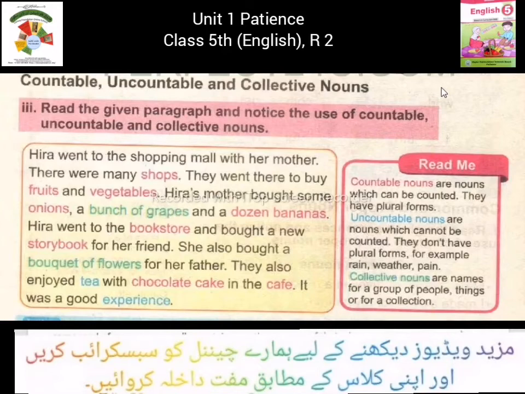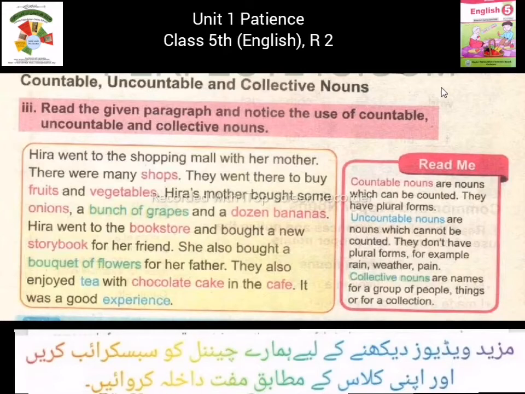Hera went to the shopping mall with her mother. There were many shops. So shops are common and they can be countable. So this is the countable noun. They went there to buy fruits and vegetables. Fruits and vegetables are also countable. Hera's mother bought some onions, a bunch of grapes, and a dozen bananas. So onions and a dozen bananas, we can count these things. So these are countable nouns, and bunch of grapes means a bunch is collective noun that is used for grapes. So it is collective noun.